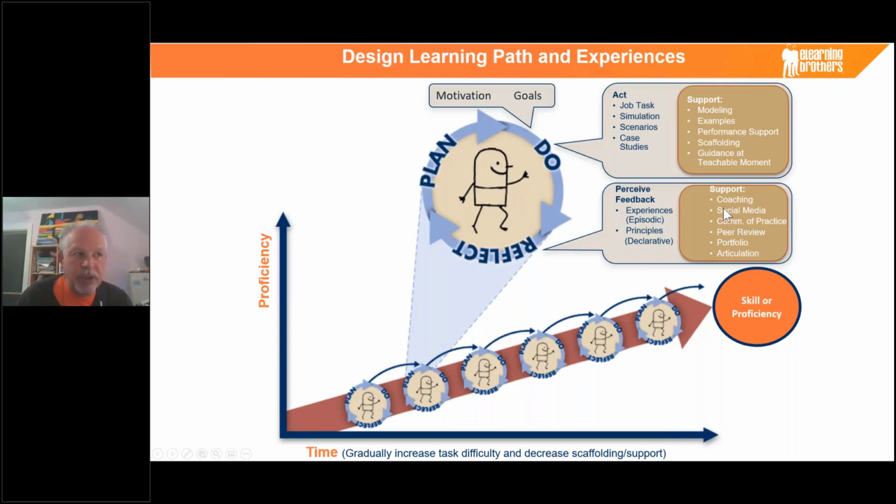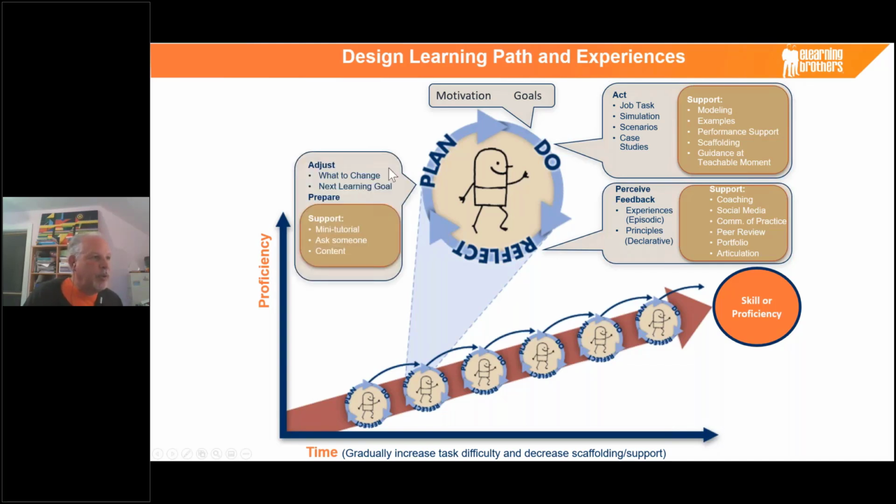Coaching, having a conversation with someone, is a great way to reflect. Sharing with someone is a great way to reflect. Having a community of practice to talk to, peers, writing down something in a portfolio, talking about it. Those are all ways to reflect. We're really bad at getting people to reflect in a structured, focused way. And that's a really important part of the process. We need to do more.